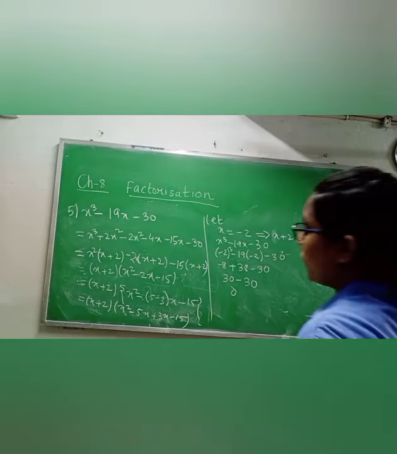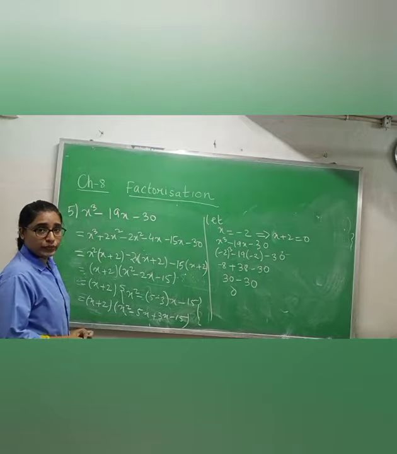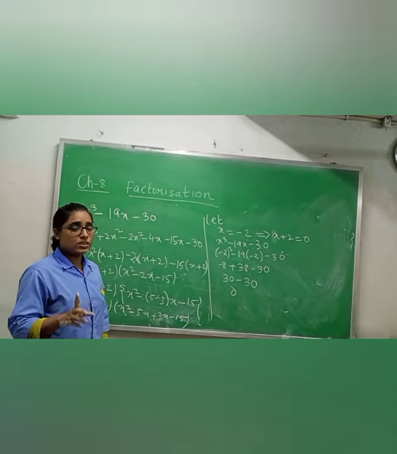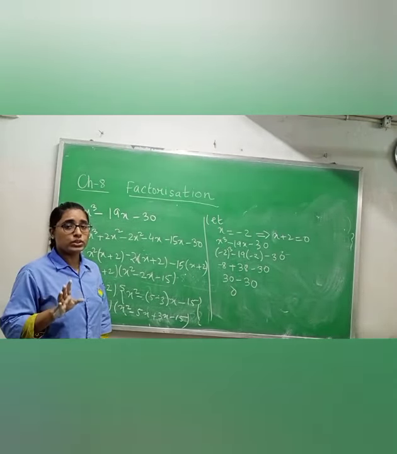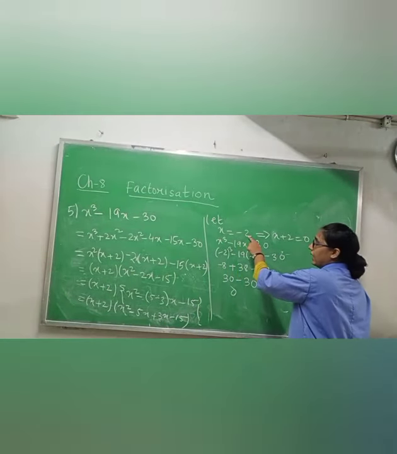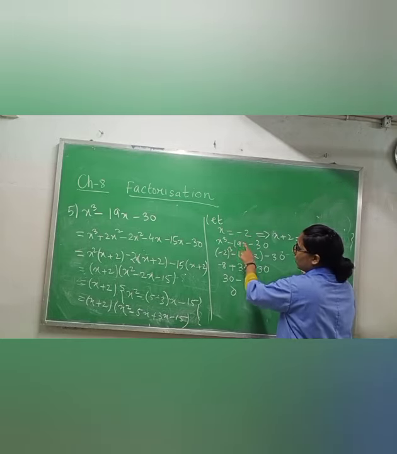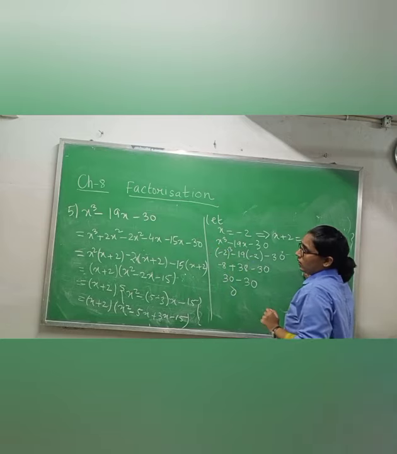Now class 9, see question number 5. x cube minus 19x minus 30. You have to factorize this one. First step is you have to let x a value so that 0 will come. Okay, I let x equals minus 2. When I let x equals minus 2, I am just putting the value of x equals minus 2 in the given information.